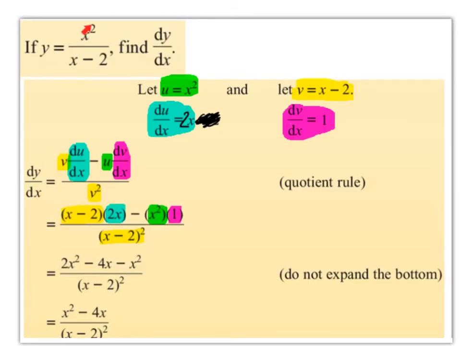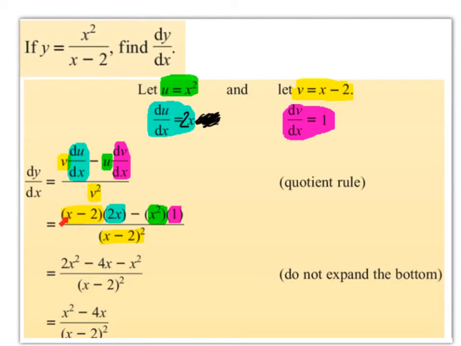Note, it is usual practice to simplify the top but not the bottom. If y equals x squared divided by x minus 2, find dy/dx, the derivative. So we let u be equal to x squared, then du/dx, the derivative of u with respect to x, is equal to 2x. And v is equal to x minus 2, then dv/dx, the derivative of v, is equal to 1. So here's our quotient rule formula, given in the formula book.